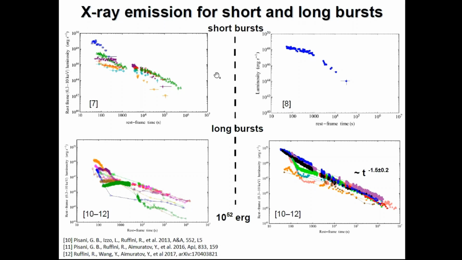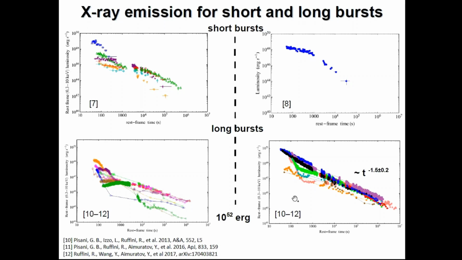So for these short bursts, let's say subclasses, you don't have something to say about. But when you go to long bursts, you can appreciate that there is a huge difference when you consider long GRBs with energy lower than 10 to 52 erg and the ones with energy larger than 10 to 52 erg. For the less energetic ones, you don't have any particular common behavior in the X-rays. While when you go to the high energetic GRBs, above 10 to 52 erg, you have this late common power law behavior in the X-rays.